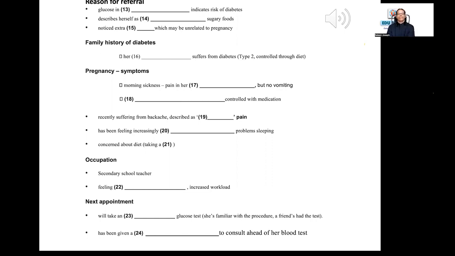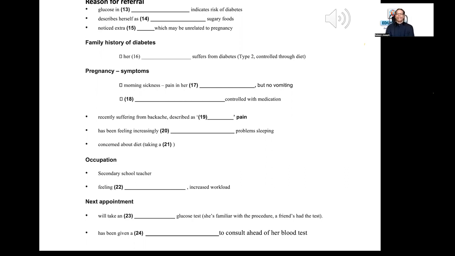Family history of diabetes: her dash suffers from diabetes. Definitely a person, right? Her father, mother, sister, brother, or somebody. Pregnancy symptoms that we have already seen. Morning sickness, we have already seen in the beginning.